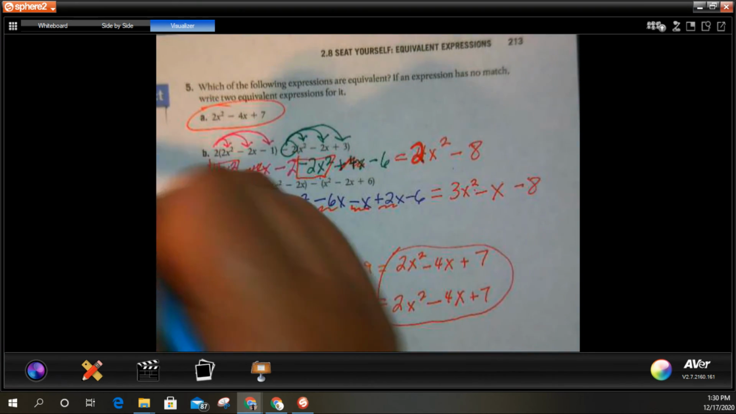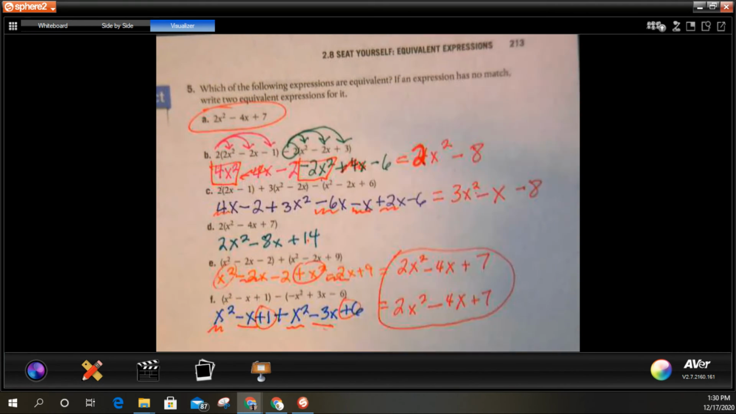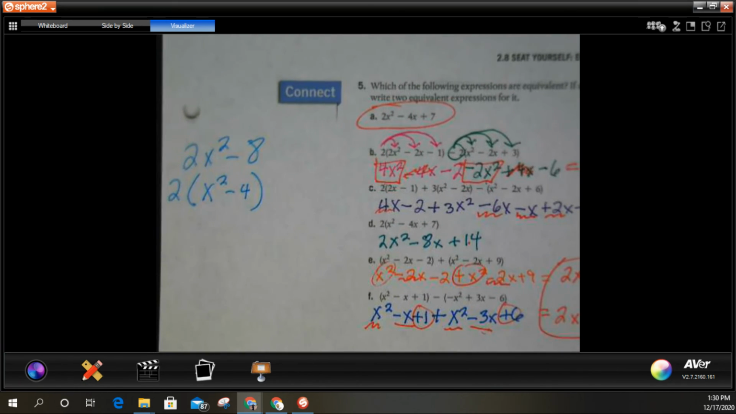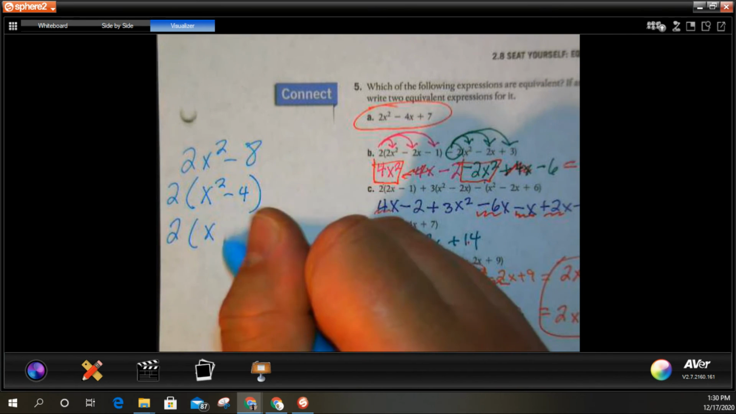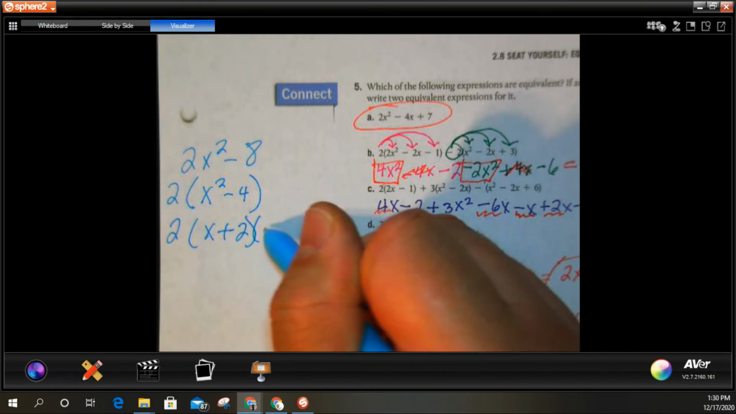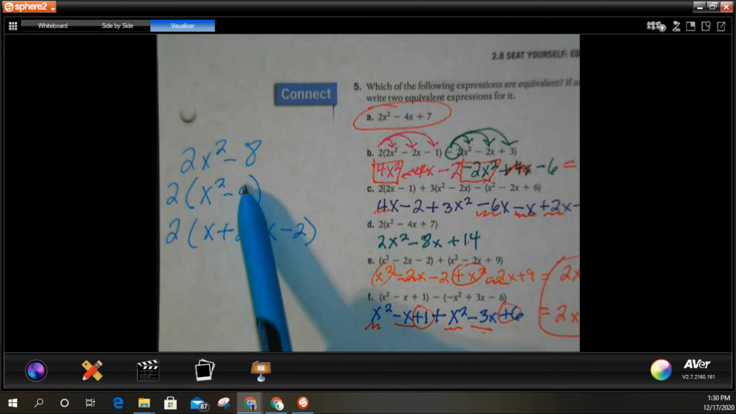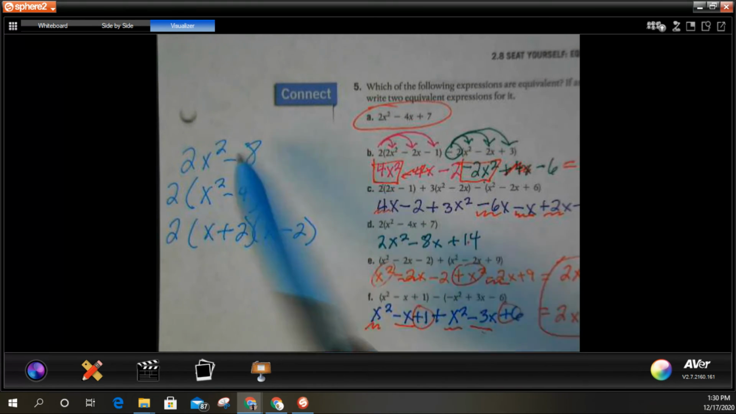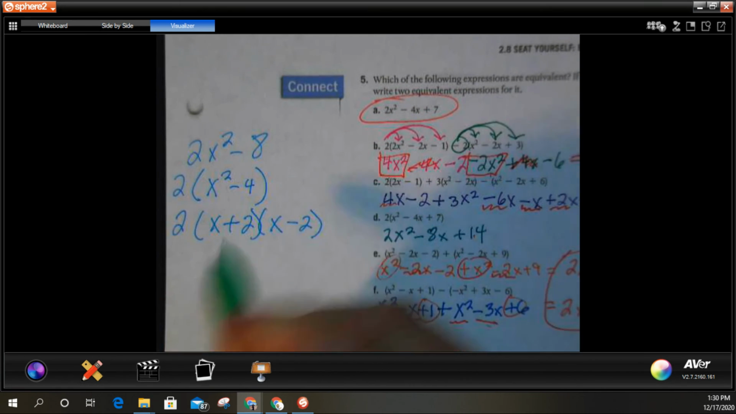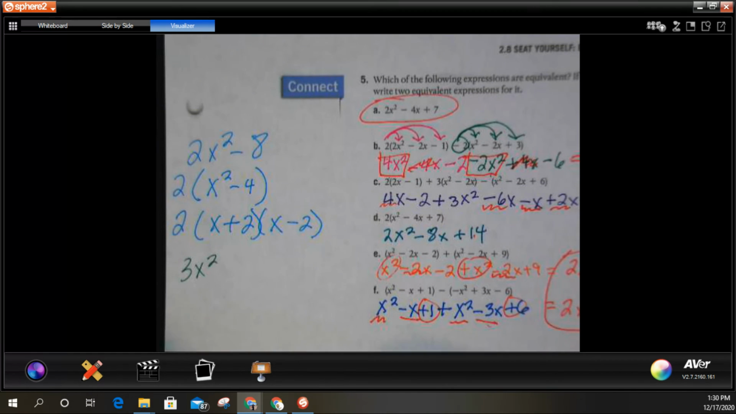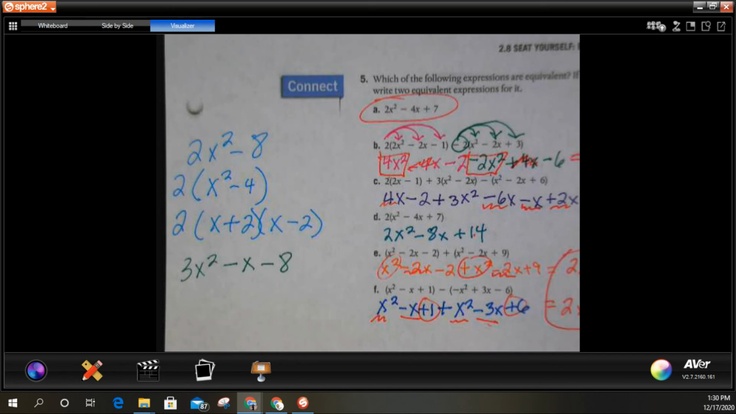Let's see, I have 3x squared minus x minus 8. Let's see if this factors. I'm going to do a separate sheet of paper here. See, I got a 3x and an x. Minus 8, so what if I do minus 4? Nope, 4 and 2 don't work. 1 and 8 is not going to work. It doesn't even factor here.